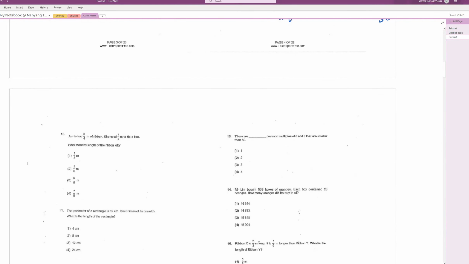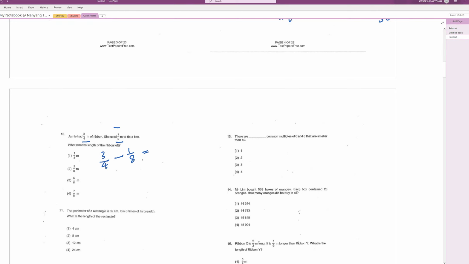Next question, question 10. Jamie had 3 over 4 meter of ribbon. She used 1 over 8 meter to tie a box. Because she used 1 over 8 meter to tie a box, we take it out, she has less ribbon now. That's why we minus. So we have 3 over 4 minus 1 over 8 meters.